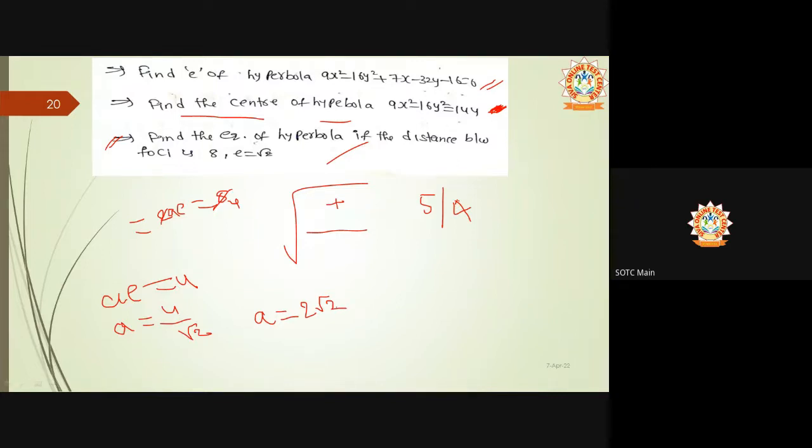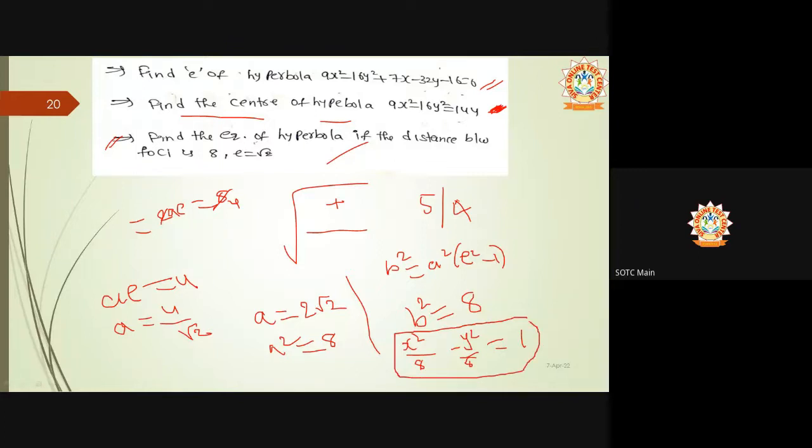Or we can say A square is 8. A square will become 8. So A square is done. You need to find B square. So use the formula B square is equal to A square into E square minus 1. Apply this and tell me what B square is coming. Yes, 8. So B square is 8. Then your equation will become x square by 8 minus y square by 8 is equal to 1. This is the required hyperbola.